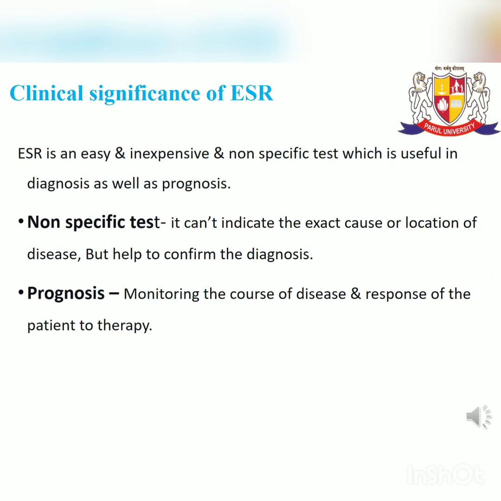Clinical significance of erythrocyte sedimentation rate. It is an easy, inexpensive and non-specific test which is useful in diagnosis as well as prognosis. It is non-specific because it cannot indicate the exact cause or location of disease but helps to confirm the diagnosis. In prognosis, it is used in monitoring the course of disease and response of the patient to therapy.